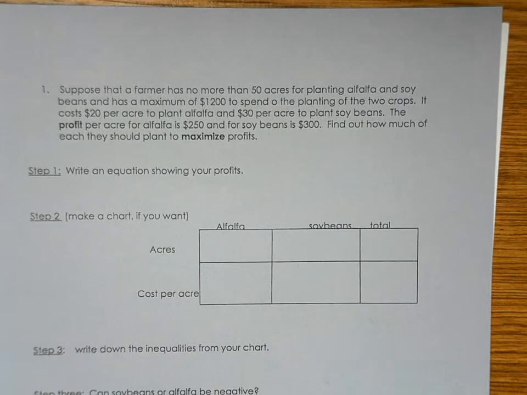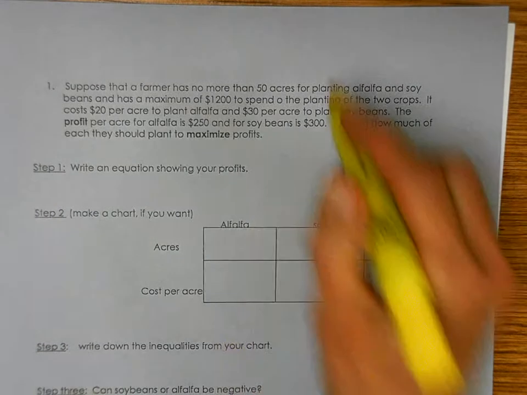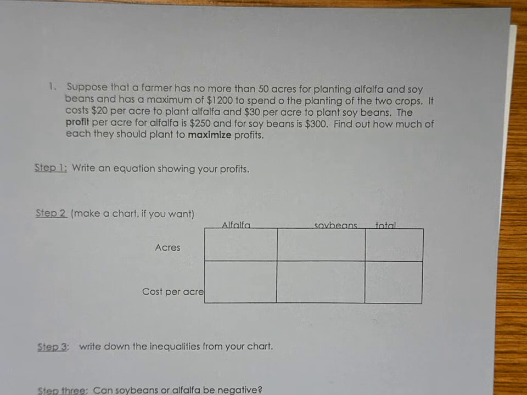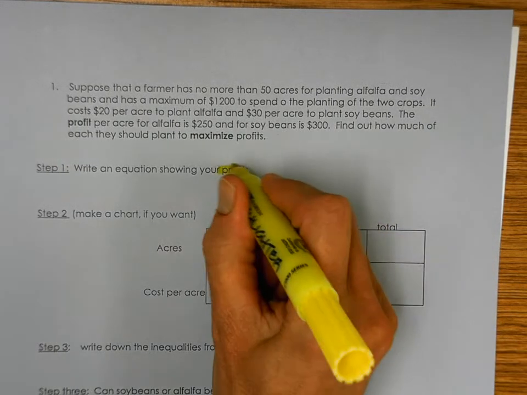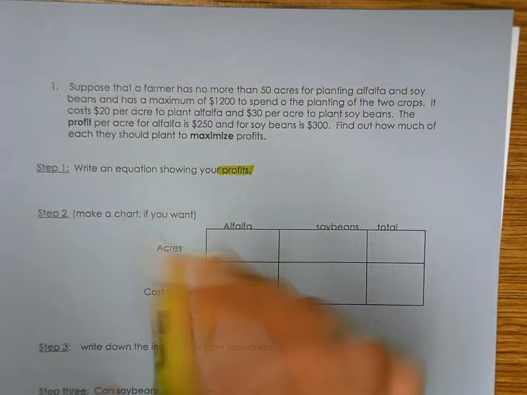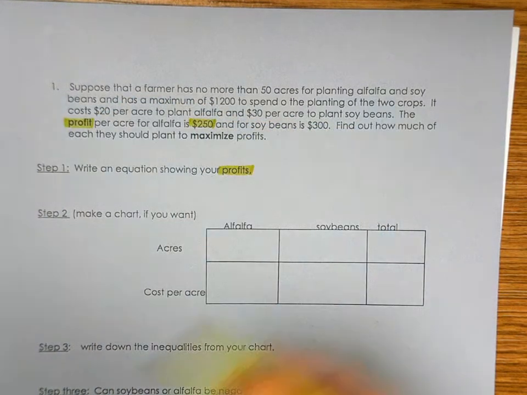Now what you're going to do on these problems, Jake, is circle some information that's the same. Now what I mean by that, it looks like I've got some money issues here, okay? And anything that talks about the profits, I'm going to highlight in yellow. Right here it says the profit for the alfalfa is $250, and for the soybeans it's $300.